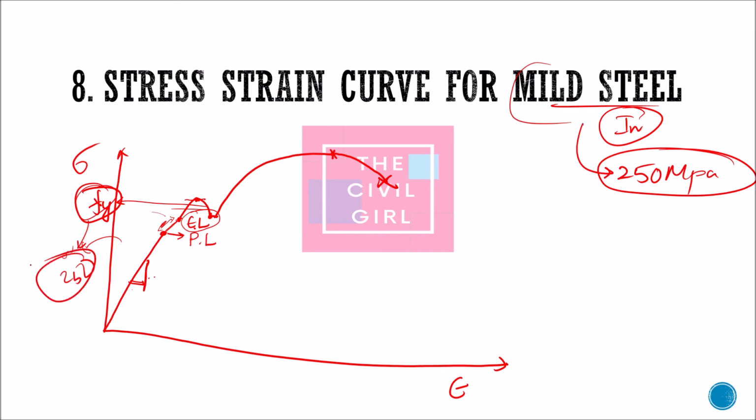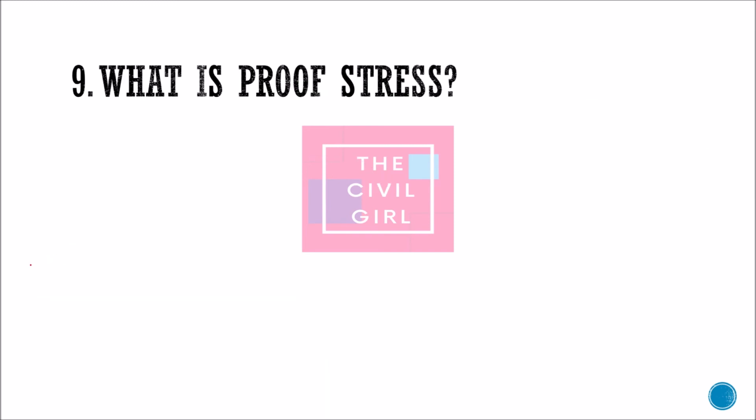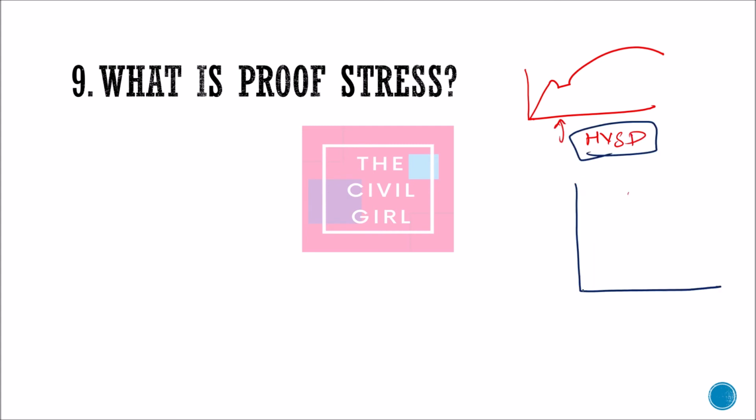So going to the next question, what is proof stress? In the previous slide, we saw what it is for a mild steel bar. But if we come to HYSD bars, it won't be prominent like this. It will be something simple, like it will be increasing. There won't be any prominent changes here. It will just go like this. So from this diagram, we cannot find what is my yield stress, that is, my Fy value.